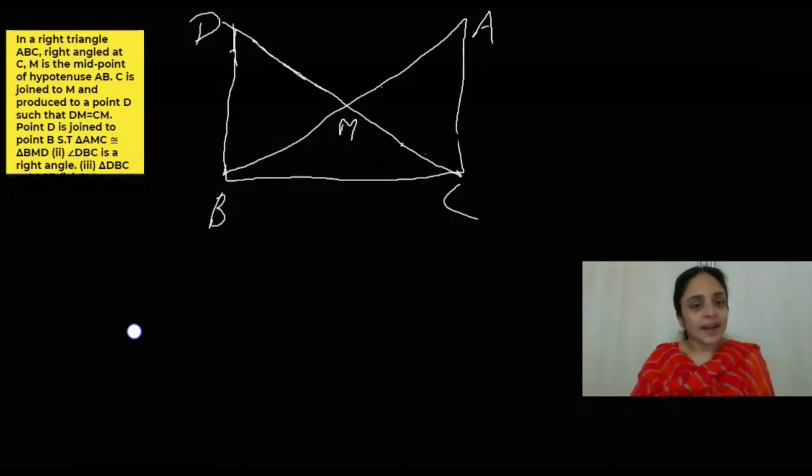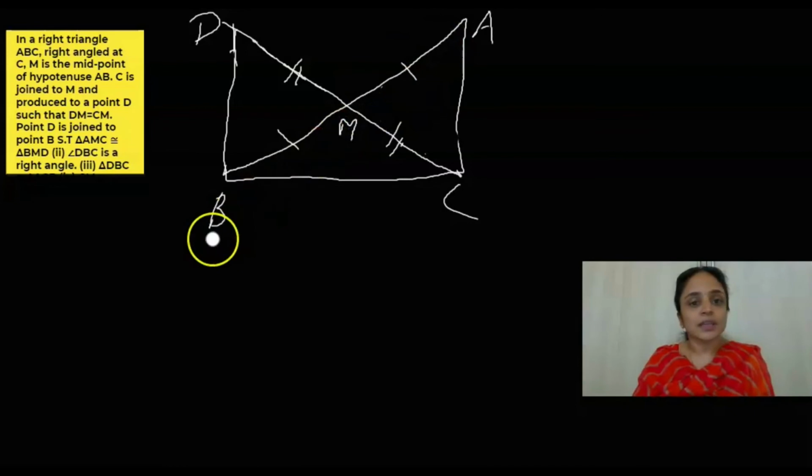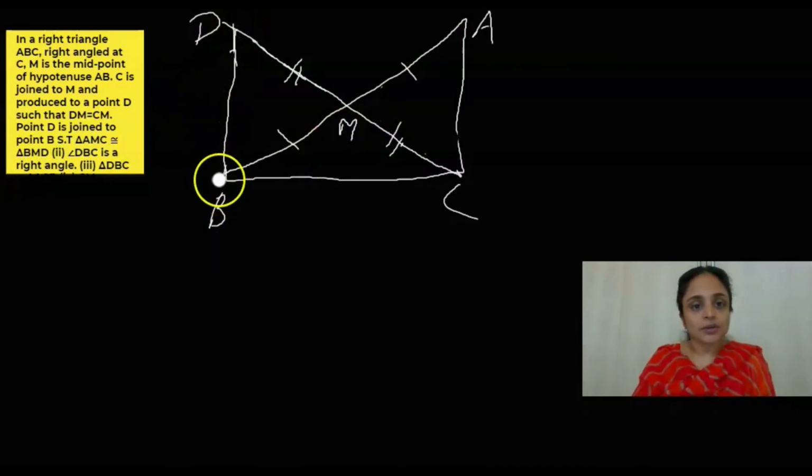Next question is, in a right triangle ABC, right angled at C, M is the midpoint of hypotenuse AB. C is joined to M and produced to a point D such that DM is equal to CM. Given that M is the midpoint of the hypotenuse AB, so these two sides will be equal, and point D is joined to point B.